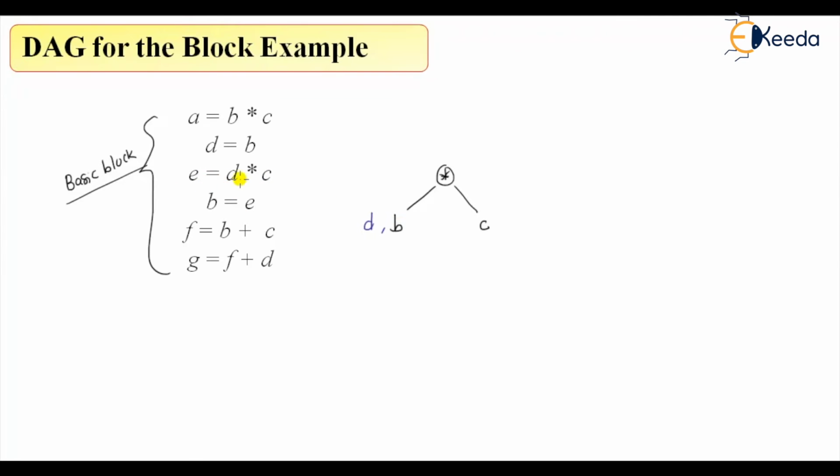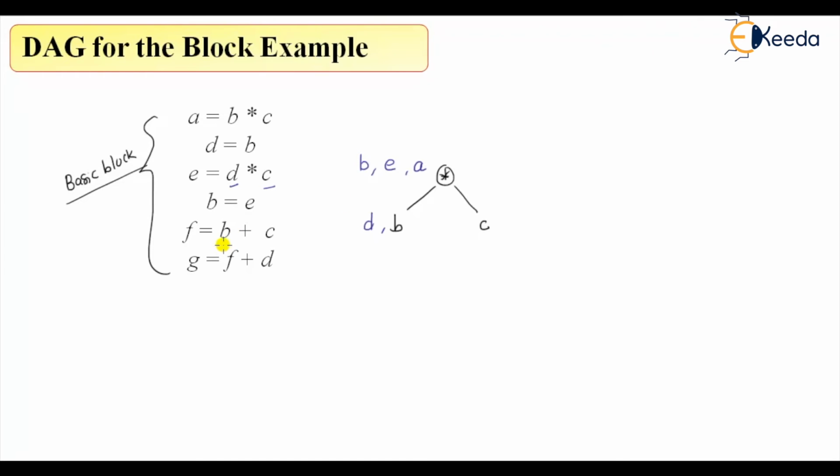Then it says that E is equal to D multiplied by C. Here A is there, and E is also now having D multiplied by C, which already exists. So here I'll put another attachment to this, E. Then it says B is equal to E, and E is the same value at this particular node. So here in this case it will be B.